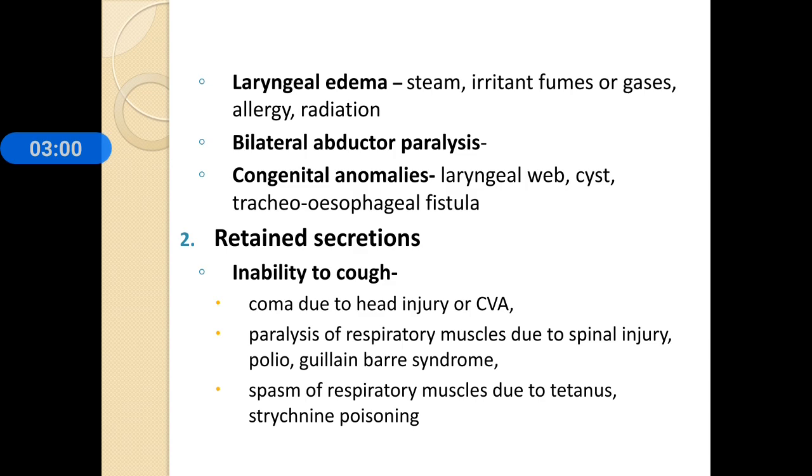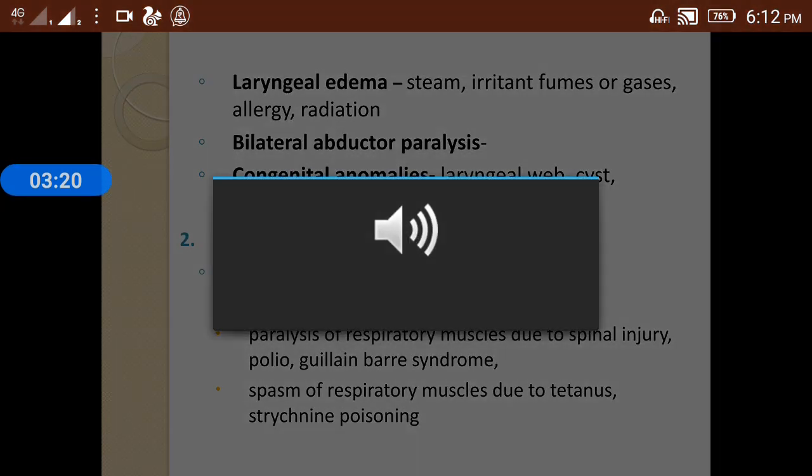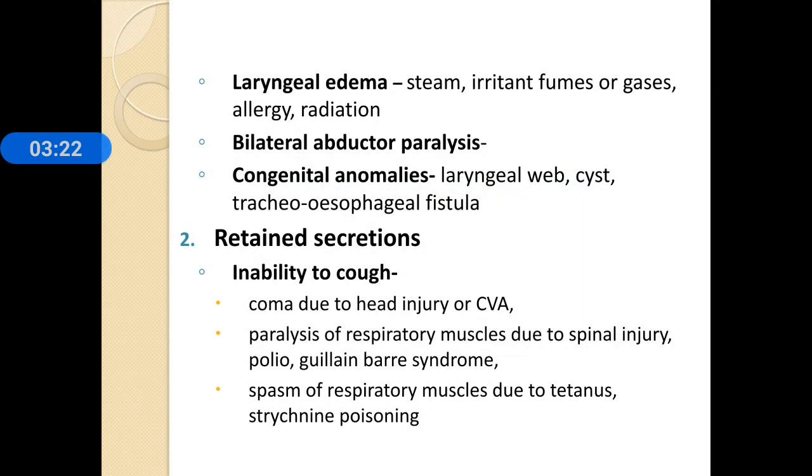conditions that result in laryngeal edema, irritants, gases, chemicals, steam, allergy, bilateral abductor paralysis, congenital anomalies like a laryngeal web or a laryngeal cyst or a tracheoesophageal fistula. So all of these conditions, a tracheostomy is indicated, and the primary cause is respiratory obstruction.